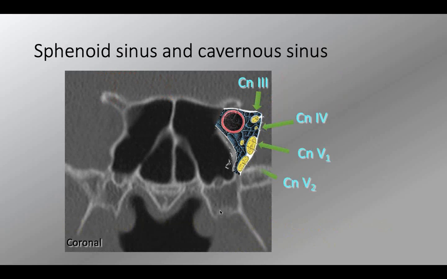Also, be aware of the close relation of the sphenoid sinus and the cavernous sinus. And as we see here, the carotid artery sometimes may also bulge into the sphenoid sinuses and cause danger during surgery.